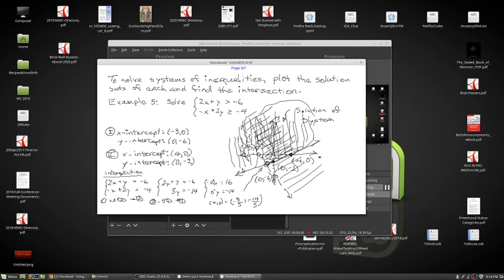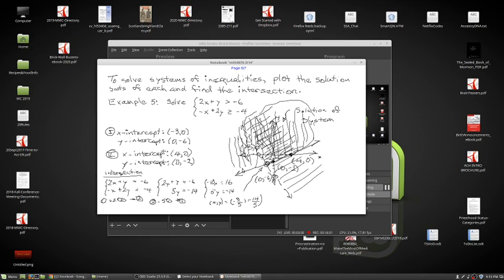Inequalities, remember, aren't lines. They're like areas, parts of the plane. So we're looking where two parts of a plane intersect. So we plot the solution set for each inequality, and then we see where the shading for those has crosshatched, and that gives us then our solution set for the system of inequalities.